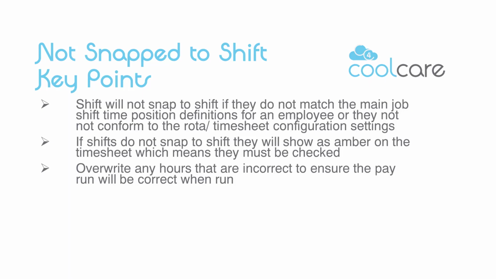Timesheet entries will not snap the shift if they do not match the main job shift time position definitions for an employee, or they do not conform to the rota timesheet configuration settings. If the shifts do not snap the shift, they will show as amber on the timesheet, which is a visual indicator to say that they must be checked. You can then override any hours that are incorrect to ensure that the pay run will be correct.